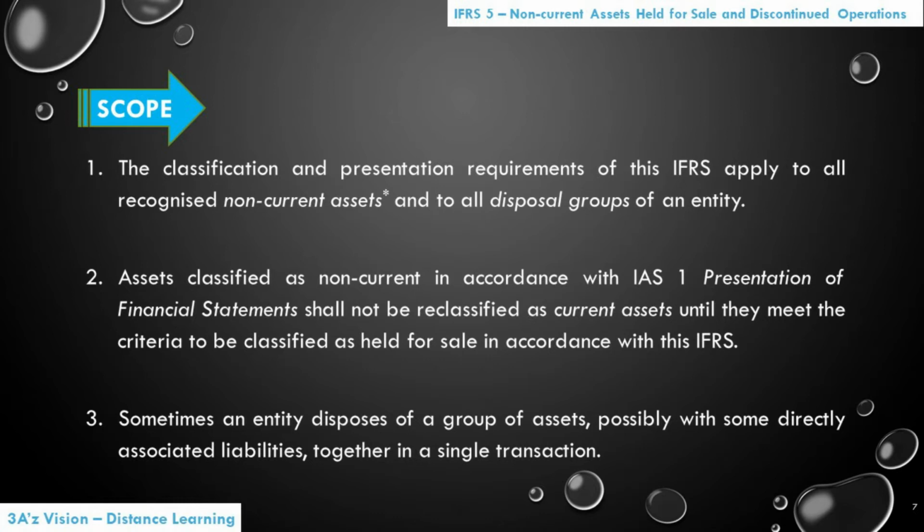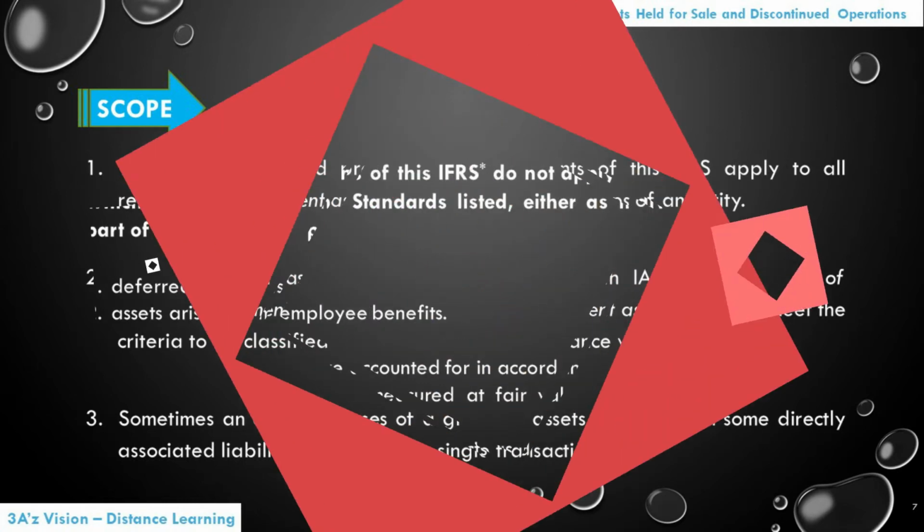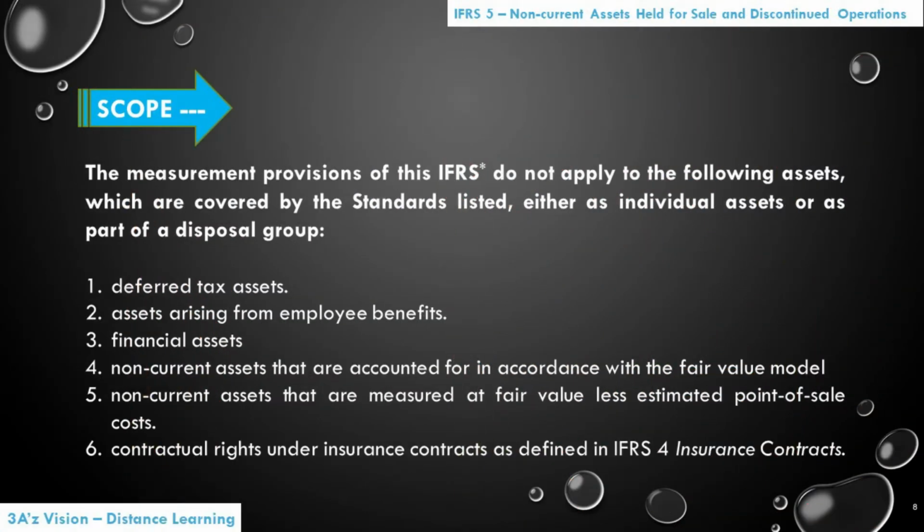an entity. Number 2. Assets classified as non-current in accordance with IAS 1, Presentation of Financial Statements, shall not be reclassified as current assets until they meet the criteria to be classified as held for sale in accordance with this IFRS. Number 3. Sometimes an entity disposes of a group of assets, possibly with some directly associated liabilities, together in a single transaction. The measurement provisions of this IFRS do not apply to the following assets, which are covered by the standards listed, either as individual assets or as part of a disposal group.